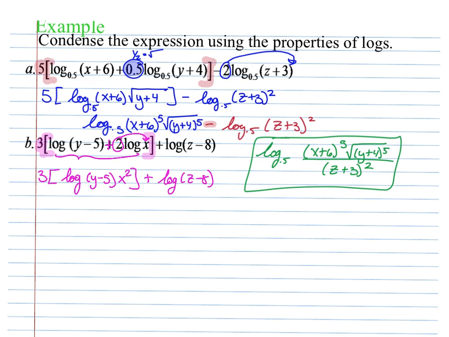Then we're going to raise everything to the power of 3. That means this right here and that. So now we're going to have log of y minus 5 to the 3rd power. And now we know that 3 times the 2 is 6. So it should be 6, not 5, sorry. And we're going to have times z minus 8. So again, this should be a 6, not a 5. And that should be your answer.